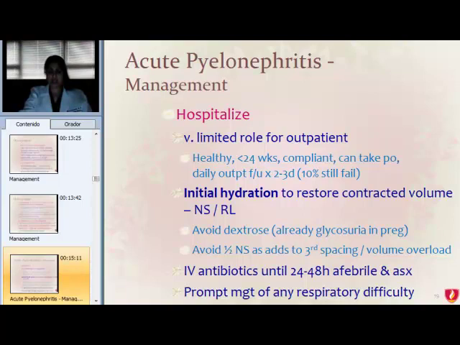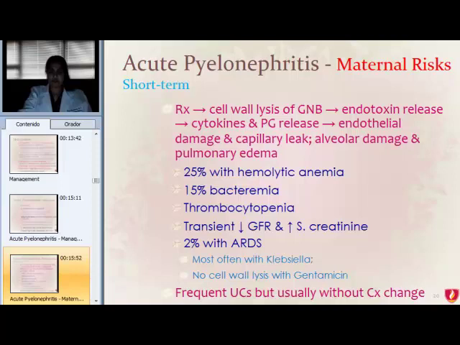Management of acute pyelonephritis is usually to hospitalize these patients. Very few can be managed as outpatient. Hydration, I wanted to talk about, and it's very important to remember that because the majority of these patients have contracted volumes, the fluid we want to use should be normal saline or Ringer's lactate. You want to avoid dextrose because that will just increase the glycosuria in pregnancy. We want to avoid half normal saline because our purpose is not to cause third spacing, but to restore volume.